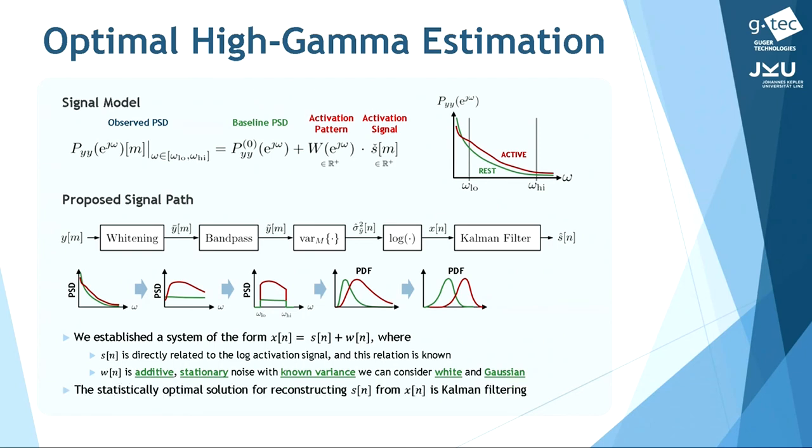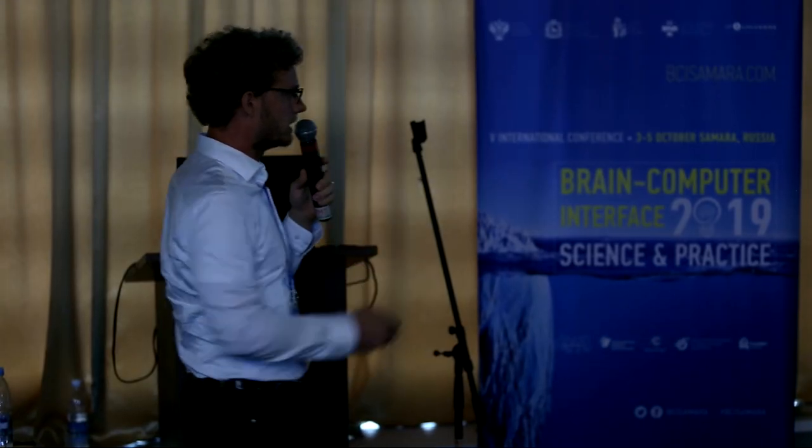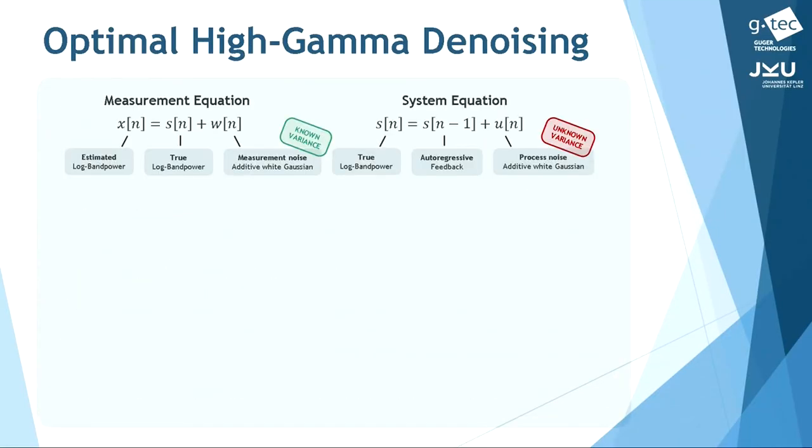And how to proceed with this information? If we have a measurement model like this, the statistically optimal tool to reconstruct the signal s from the noisy observations x[n] is Kalman filtering. So this is the next step. Kalman filters operate on two equations. The measurement equation you know already from the previous slide. But they also require a system equation. This system equation defines how we expect the signal to be.